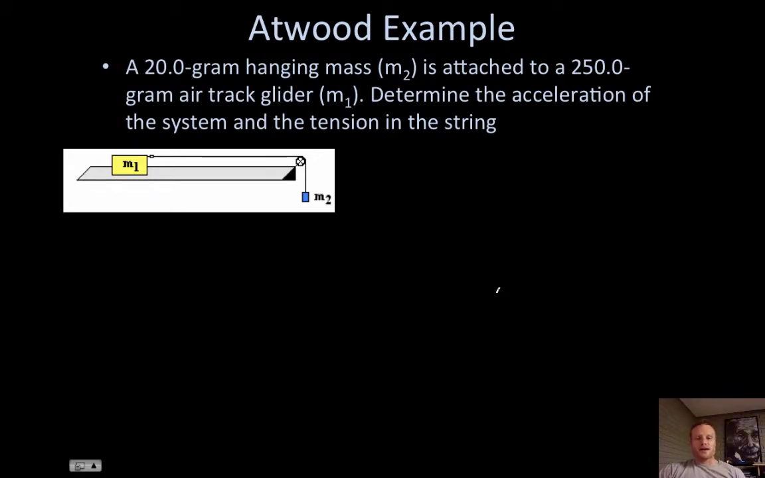So here we have a 20-gram mass, which is M2, I apologize, attached to a 250-gram air track glider, which is M1. Determine the acceleration of the system and the tension in the string.